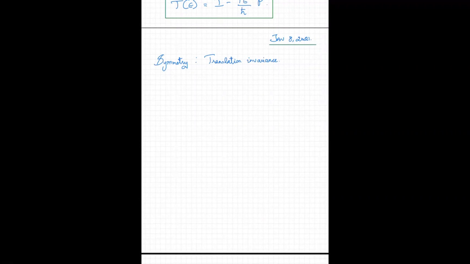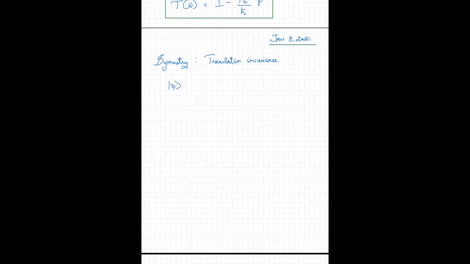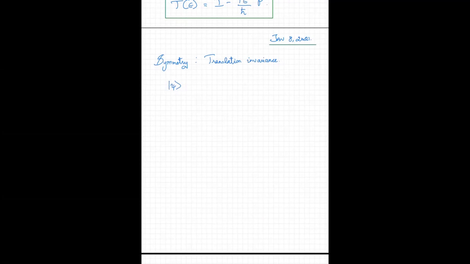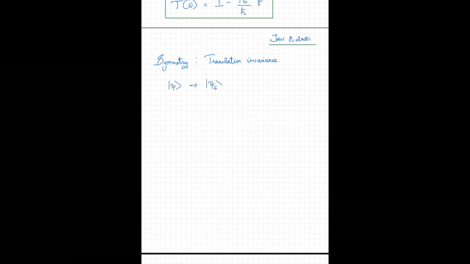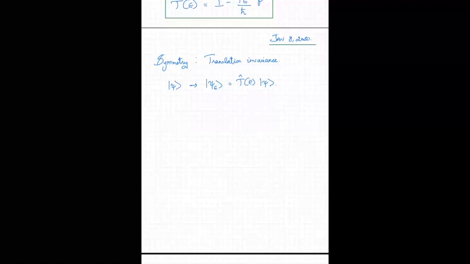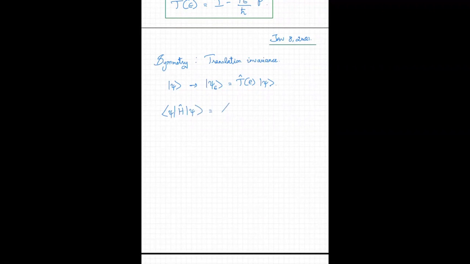So in quantum mechanics, we start with a set of states psi, and after the translation operator has done its job, these states move to a different set of states psi epsilon, which is given by T times psi. Now, the statement of symmetry in quantum mechanics is simply that the expectation value of the Hamiltonian operator in the states psi and the transformed states psi epsilon is exactly the same thing. If you want translation to be a symmetry, then you demand that this is equal to this.